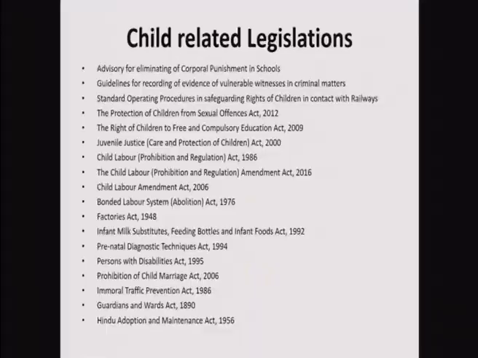There are certain legislations like we have advisory body for eliminating of corporal punishment in schools. There must not be any punishment because punishment may threaten the child and he or she may not grow intellectually. So, it has been banned. Beating or punishing the child is banned in the schools. Guidelines have been given for recording of evidence of vulnerable witness in criminal matters. We have standardized operating procedures in safeguarding the rights of children in contact with railways.